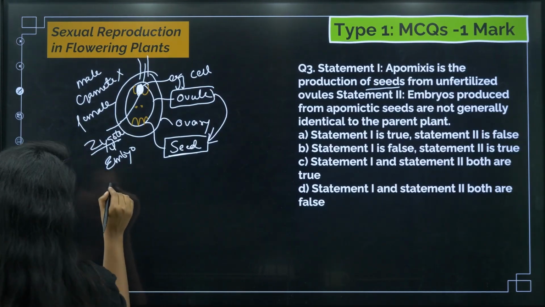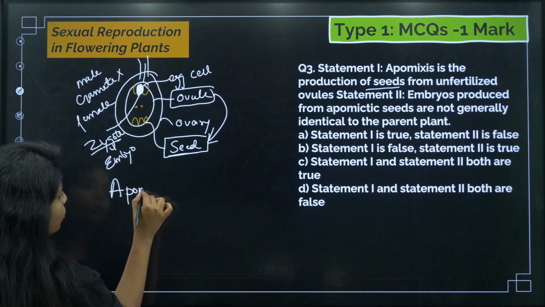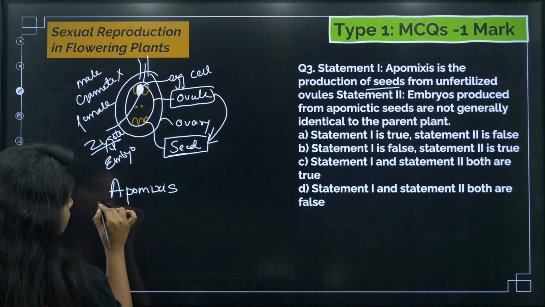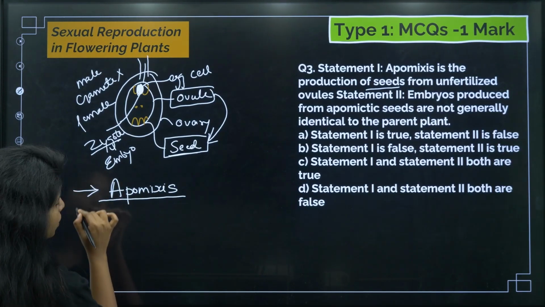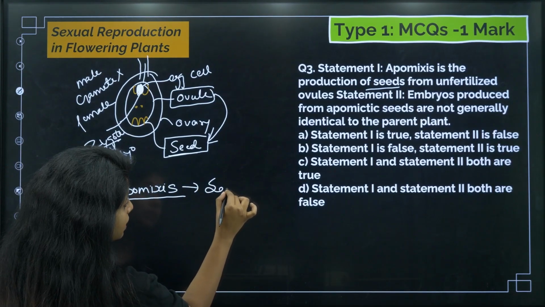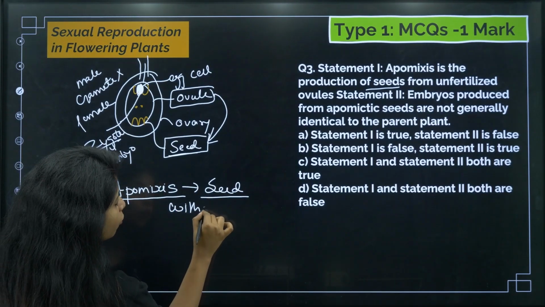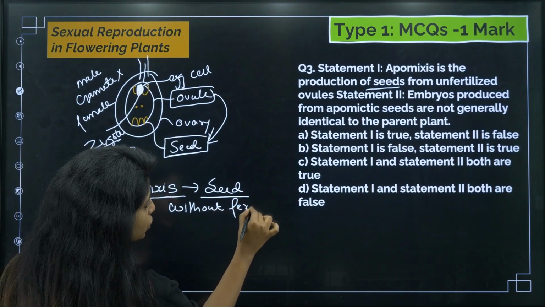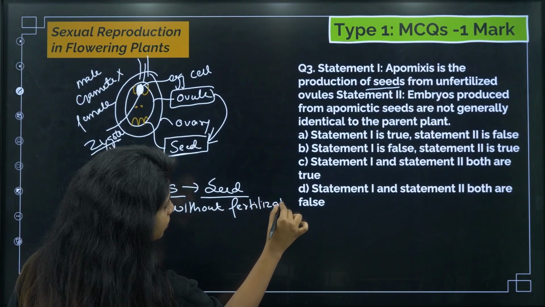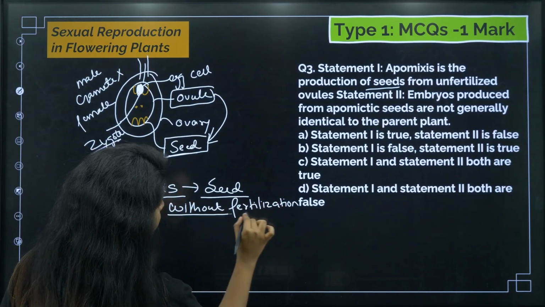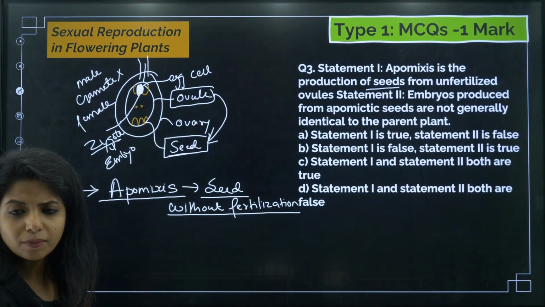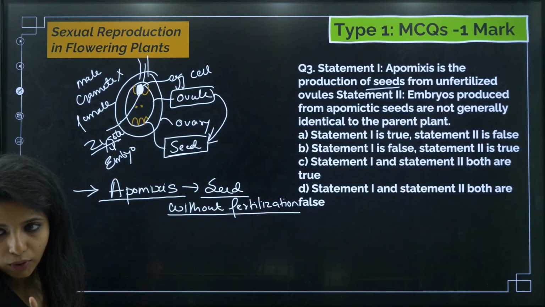And what is it? This process is known as apomixis, children, where you are producing a seed without fertilization. So, how does it take place, ma'am? That is the first thing that you should be knowing.